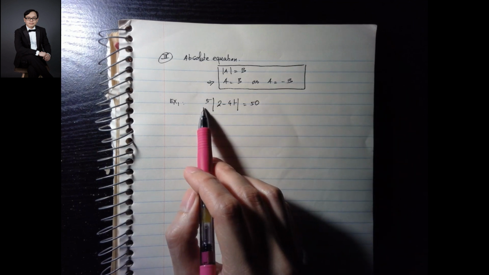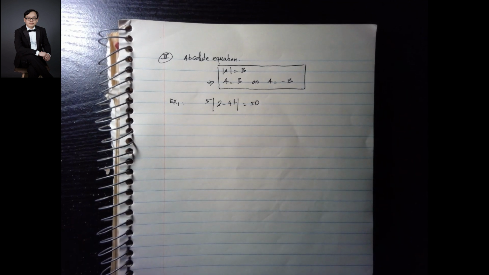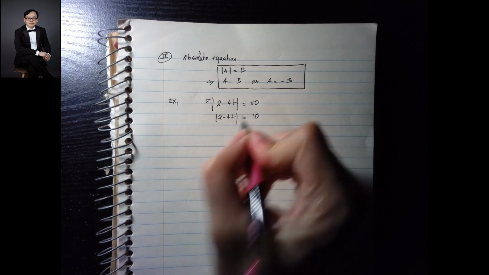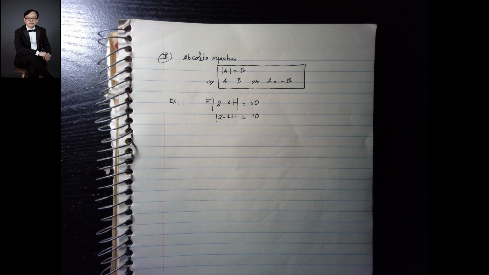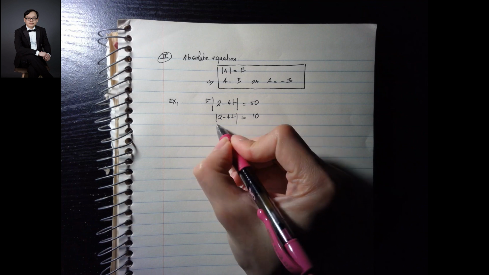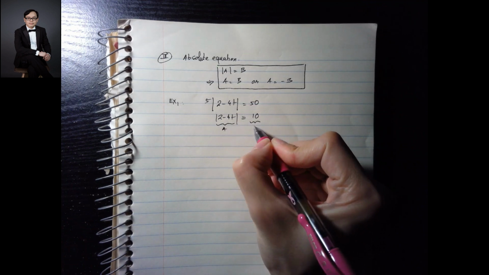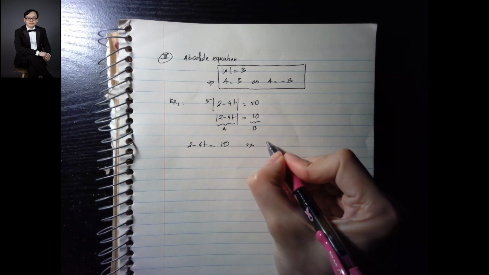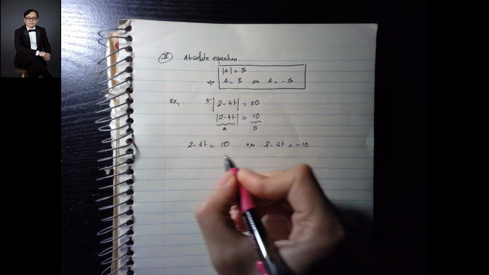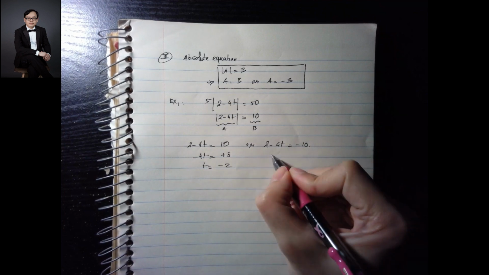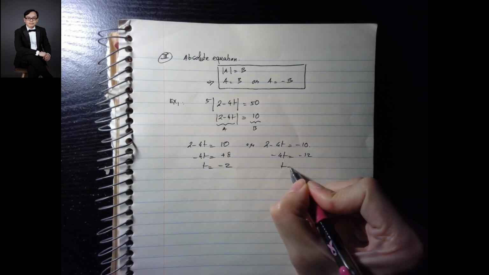Okay, look at the example over here. We have the number 5 in front of it, and in order to apply the formula, we're not allowed to have any number in front of it. So I just go ahead and divide both sides by 5. Then I can apply the formula absolute a equal b. So a in this case is this, and b is this. So this gives you 2 minus 4t equal 10, or 2 minus 4t equal -10, and I can solve it as usual. t equal -2 and t equal 3.